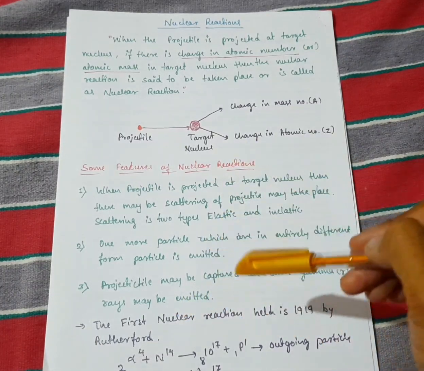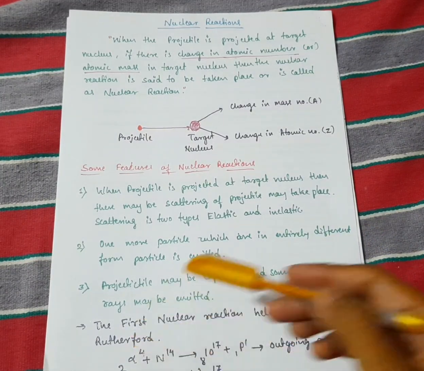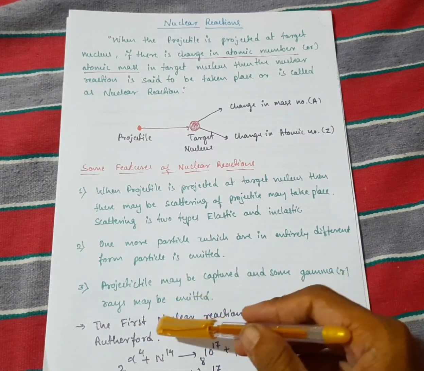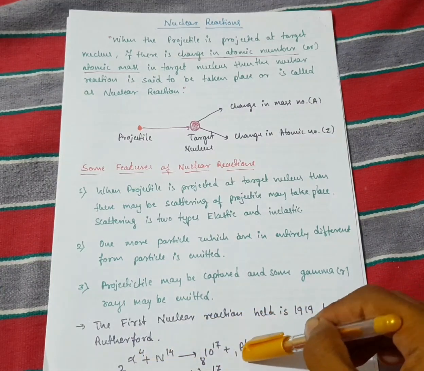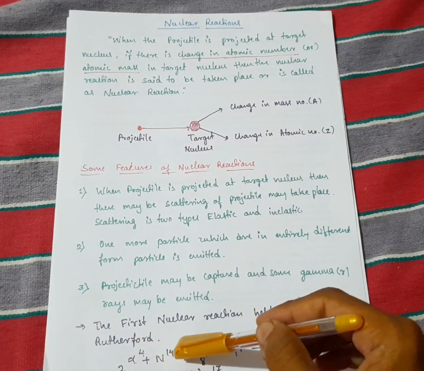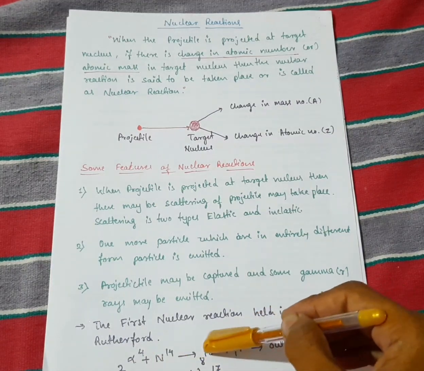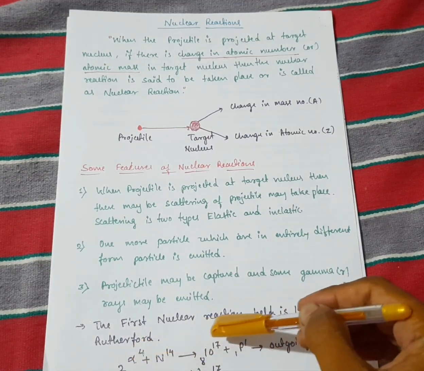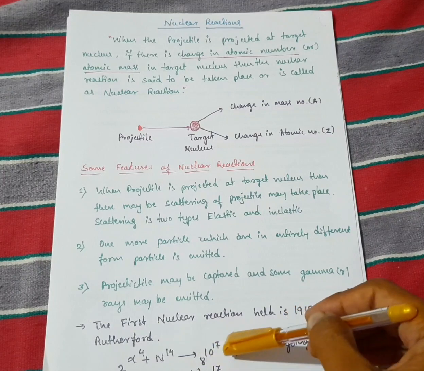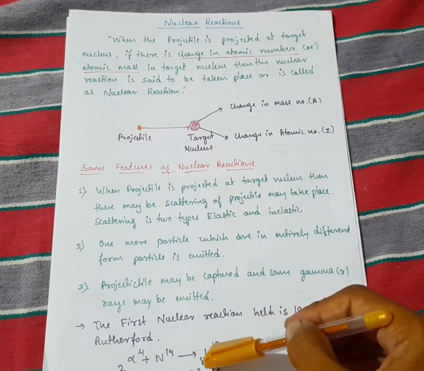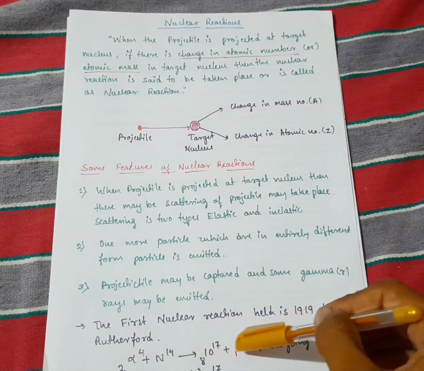The first nuclear reaction was carried out in 1919 by Rutherford. That's why we have the alpha Rutherford scattering. So this is the reaction, and this is how we can define it. When alpha particles interact with the nitrogen target nucleus, the alpha is absorbed by the nitrogen, and you can see there is a change in its mass number as well as atomic number, and a proton is emitted.